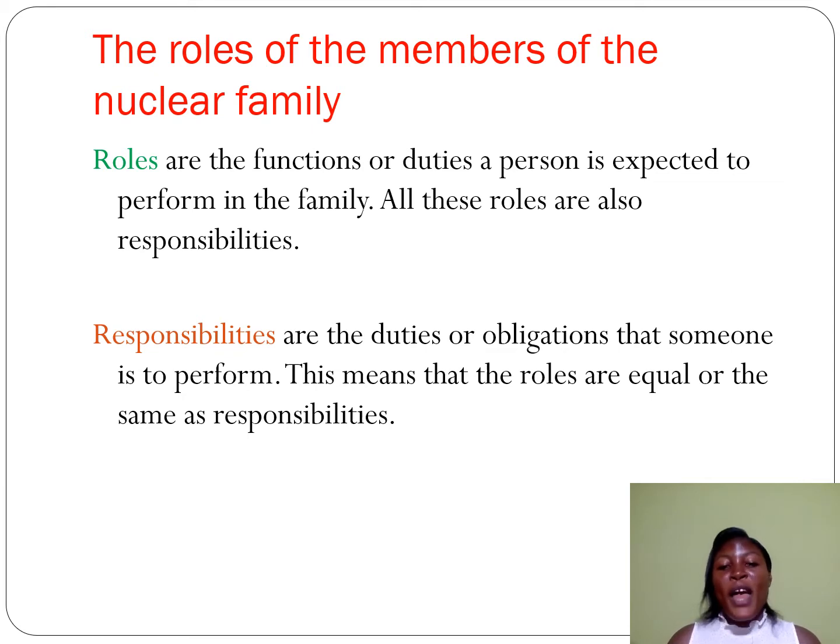Responsibilities are the duties or obligations that someone is to perform. This means that roles are equal or the same as responsibilities. So you should know today that each and every member in your family has a role or responsibility in the family. You have a role to play. I also have a role to play. Now let's see the roles of each and every member of the family.